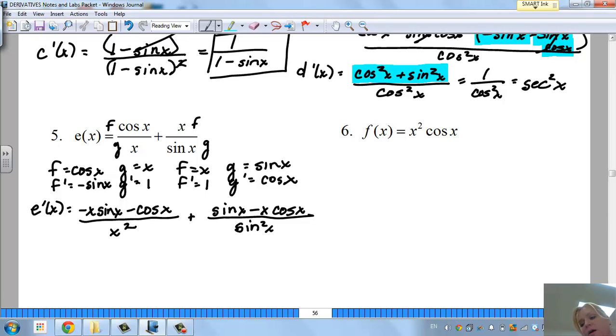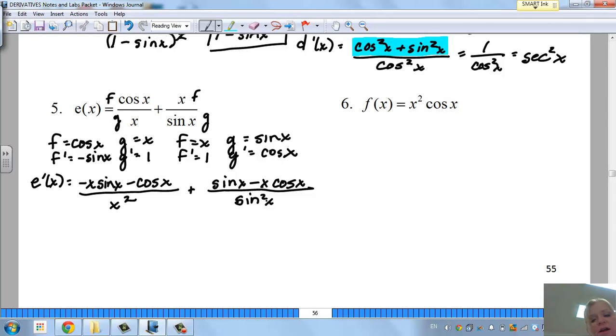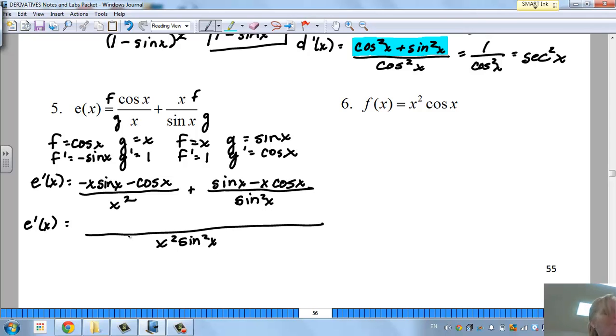Okay? Now, it's too good to be true that that would be the answer. I want you to find a common denominator. So we're going to do e prime of x. And then when I find the common denominator of this big long thing, you know the common denominator is going to be x squared sine squared x. So when I do that, I'm multiplying this whole thing here by sine squared x. So I basically have sine squared x times a negative x sine x minus cosine x. And here I'm multiplying this whole thing by x squared, so I can use the common denominator.